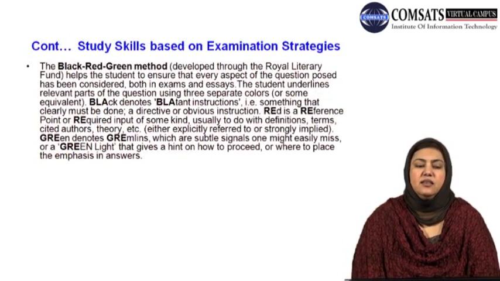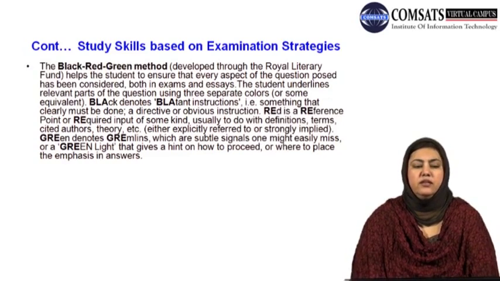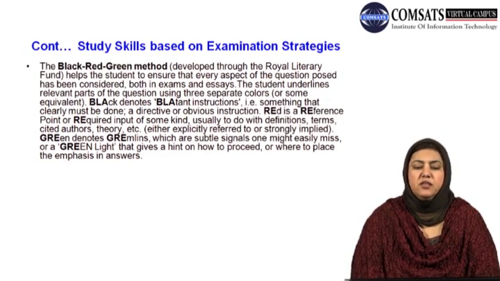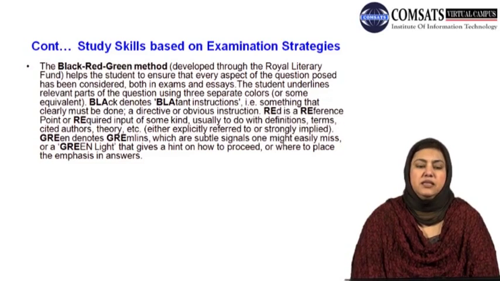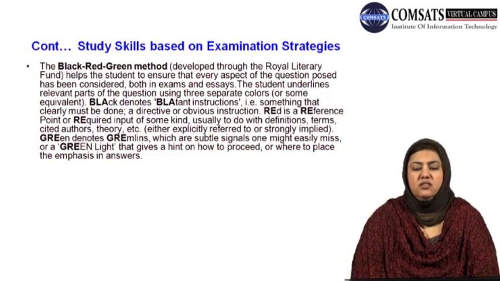Well, this is another very interesting type of study skills that are based on examination strategies. The black, red, green method developed through the Royal Literary Fund's Society helps the students to ensure that every aspect of the question posed has been considered, both in exams and essays. The student underlines relevant parts of the question using 3 separate colors or some equivalent. Black denotes blatant instructions, that is something that clearly must be done, a directive or obvious instruction.